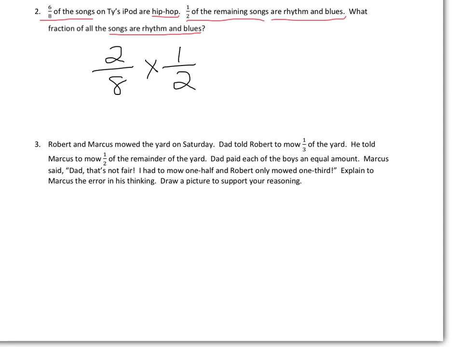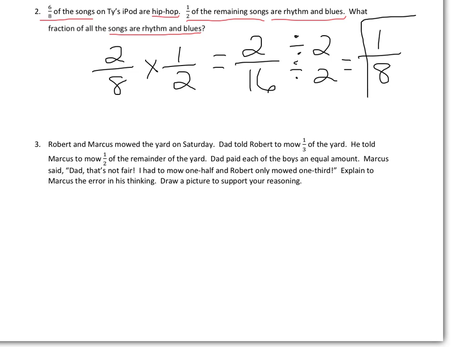Now when we solve this, we're going to find out what fraction of all the songs are rhythm and blues. Let's start by multiplying the numerators. 2 times 1 is 2. Now the denominators. 8 times 2 is 16. We can simplify this by dividing the numerator and the denominator by 2. 2 divided by 2 is 1. 16 divided by 2 is 8. So, what fraction of the songs are rhythm and blues on Ty's iPod? 1/8 of them. Let's move on to our last question, question number 3.